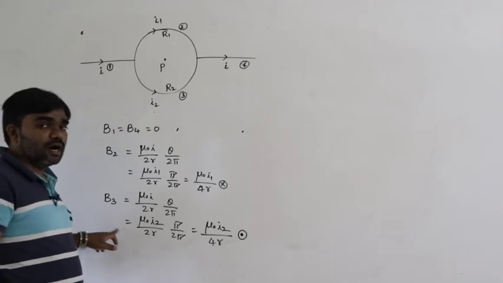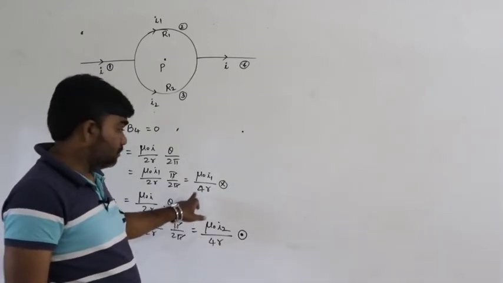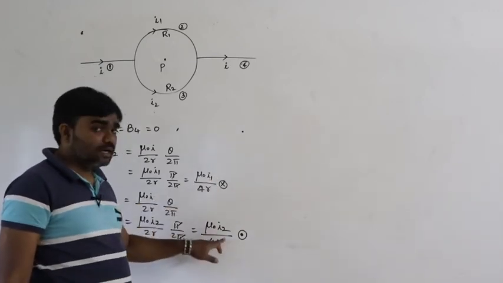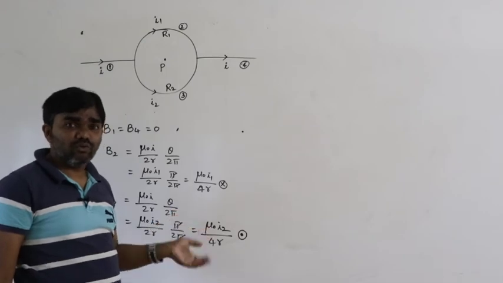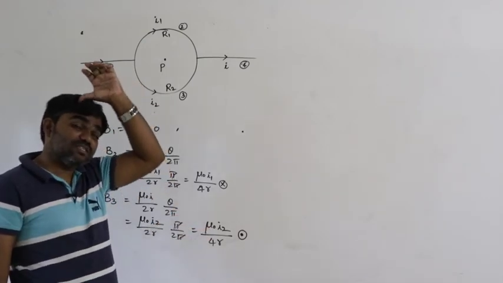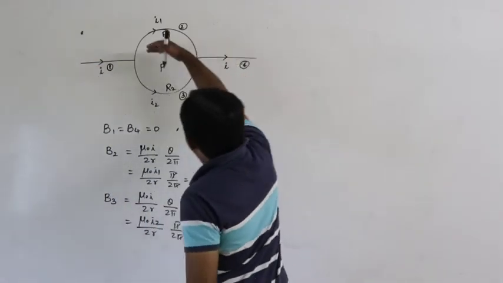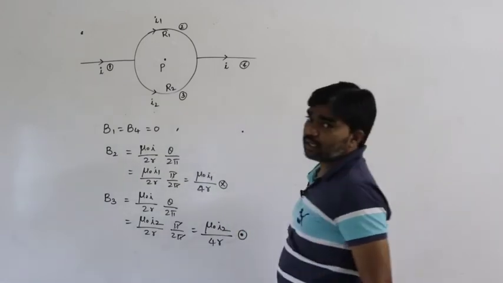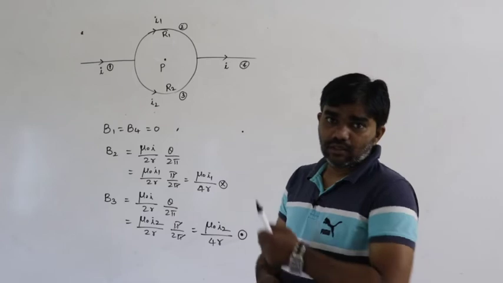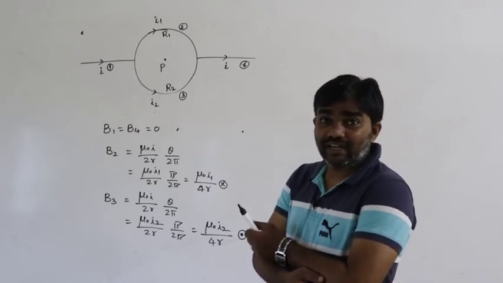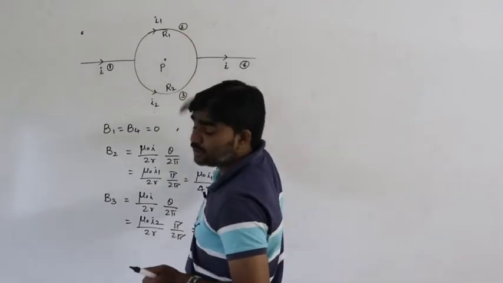B2 and B3 are in opposite directions, but never cancelled, because here the current is I1, here the current is I2. Then what is the use of the resistances here? We don't know. Second part and third part are in parallel according to current electricity. If the current divides, those two parts must be in parallel.